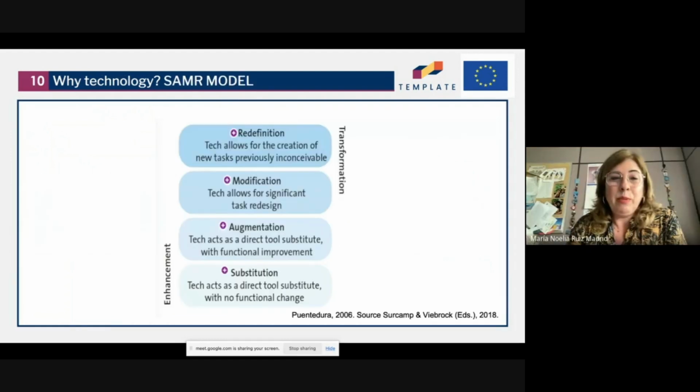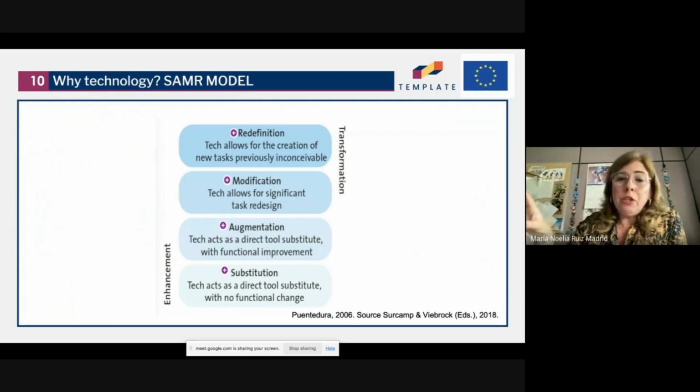That's really tech-savvy. Okay, so as we're very tech-savvy, we could think about, and maybe why not apply to our teaching practices, the SAMR model. The SAMR model was designed to apply technology in a significant way in our teaching practices and material design process. It was coined by Puentedura in 2006, and he distinguished four different scales.